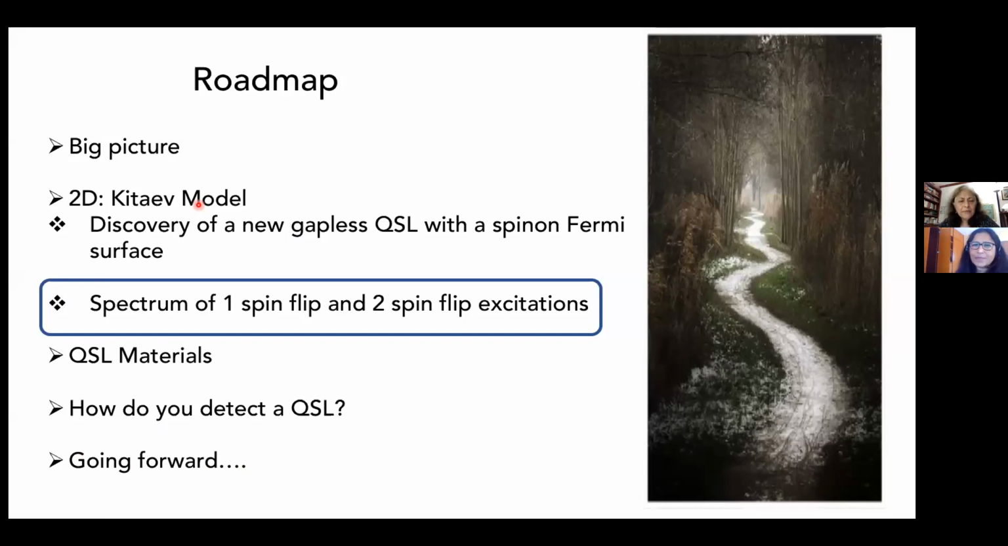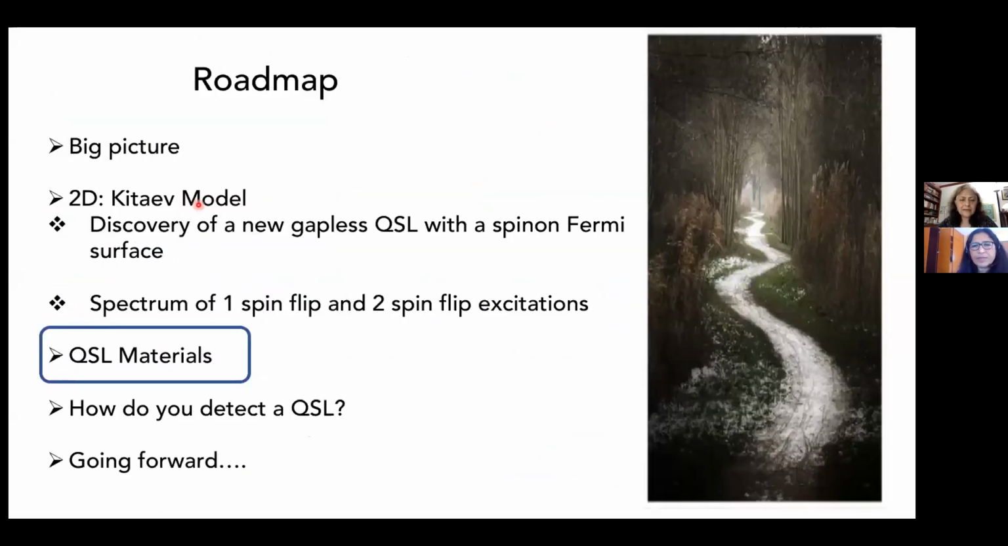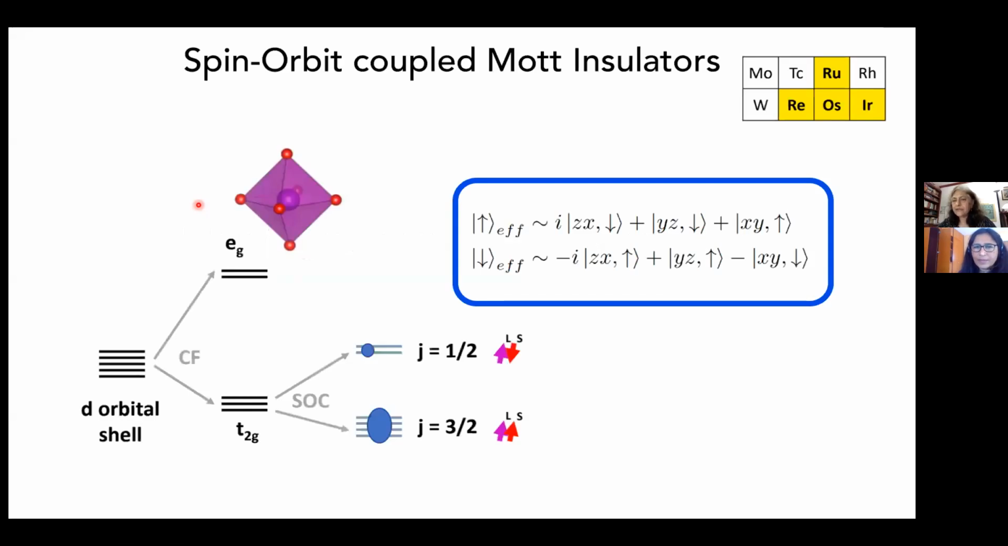Okay, so maybe what I'll do is skip some of this 1 and 2 spin flip excitations, say a bit about materials just so we can leave more time for discussions. So among the materials, the main ingredients that we need for Kitaev materials. As I said, spin liquids are not just confined to these honeycomb lattices. There are many lattices where you can see them, but specifically for Kitaev materials, the main ingredient you need is spin orbit coupling and Mott insulators.